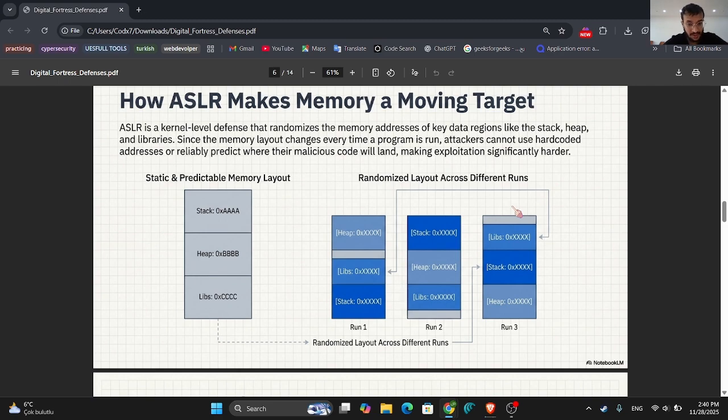So ASLR makes it hard for attackers to find their target. Next, my friend will explain method number two.